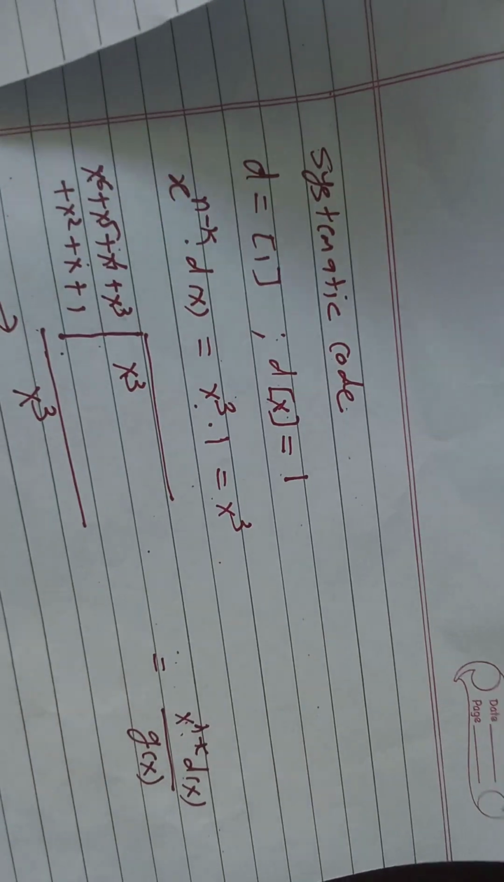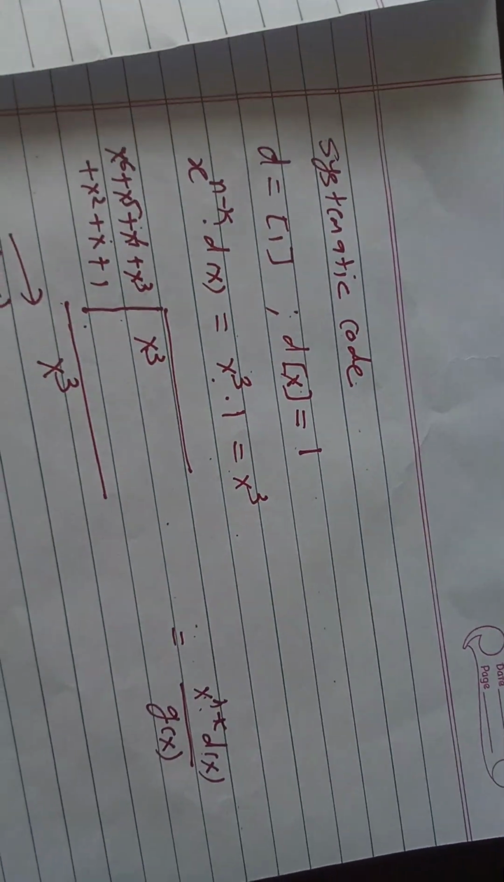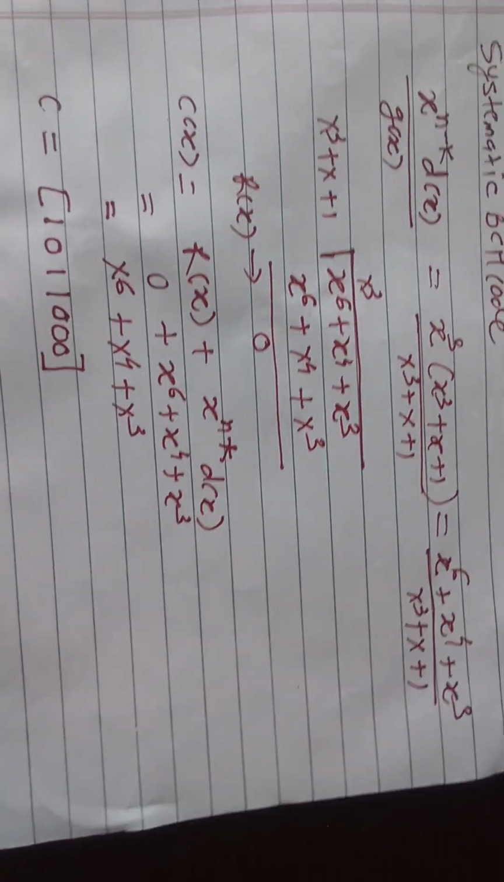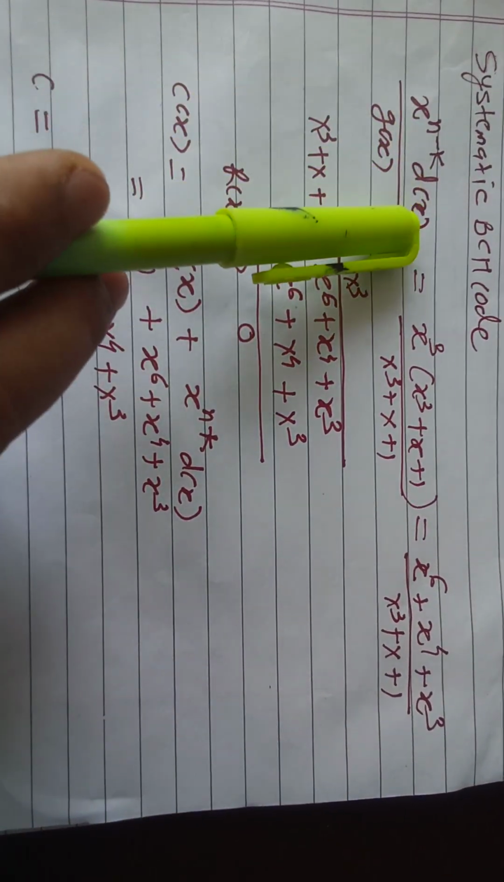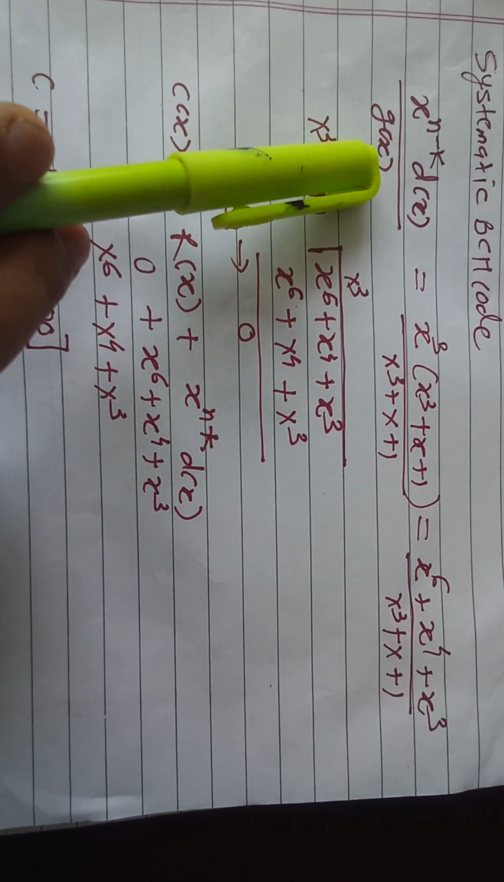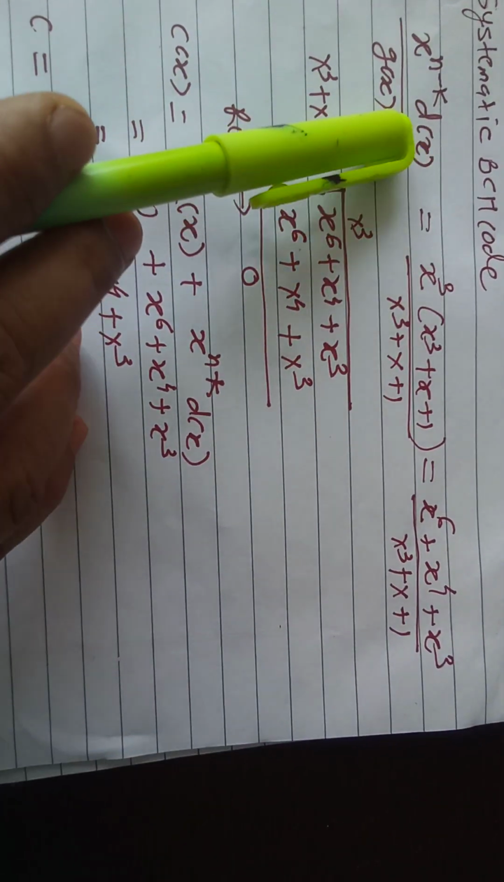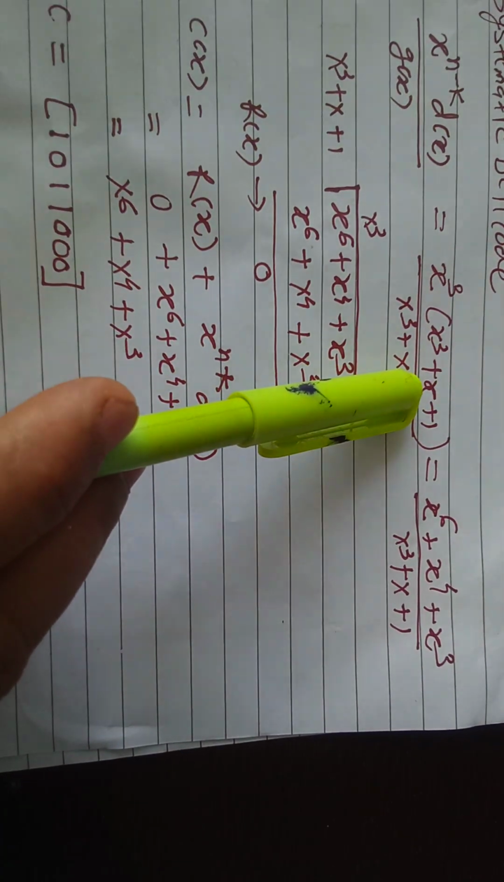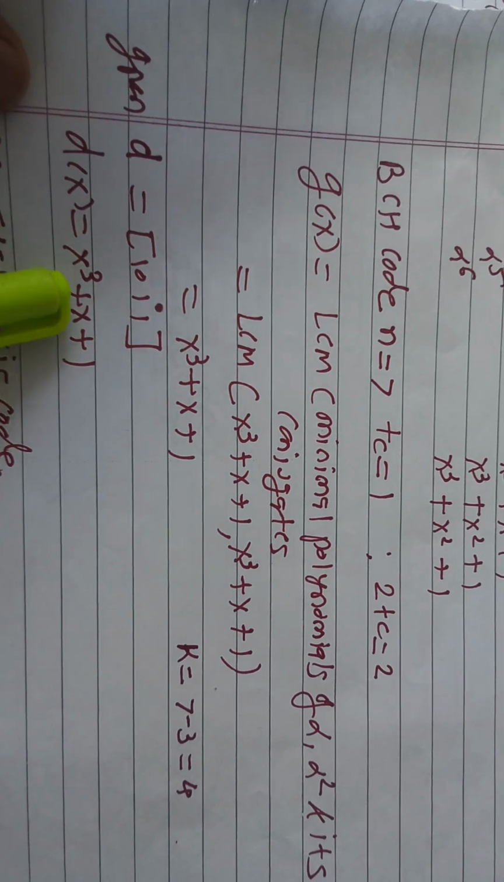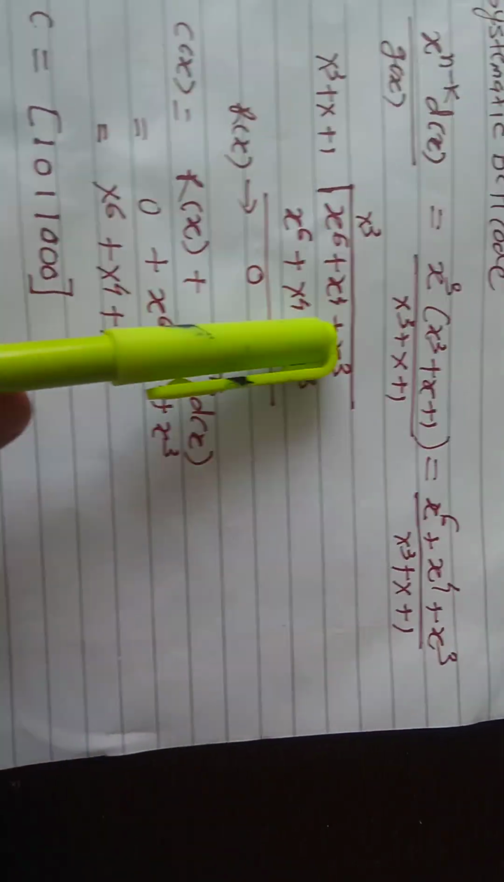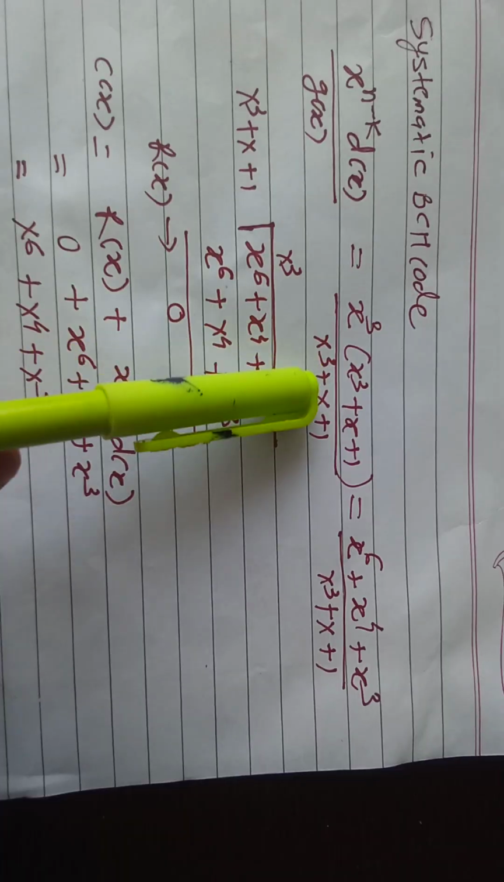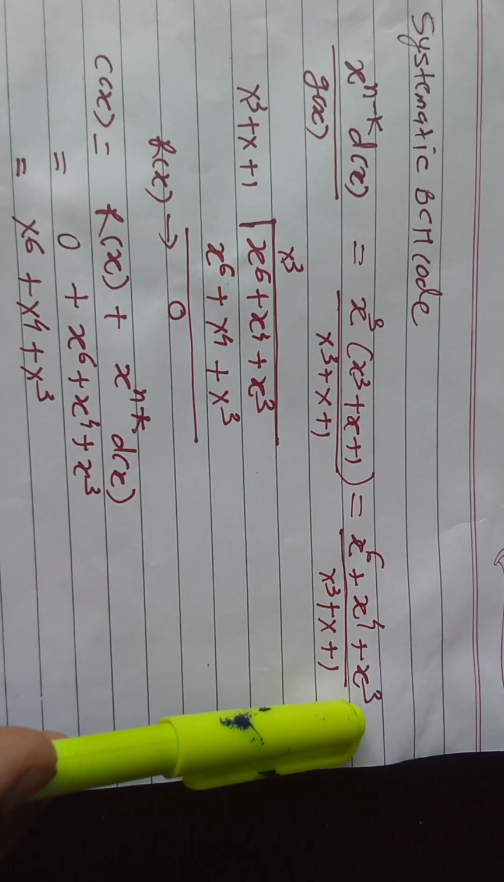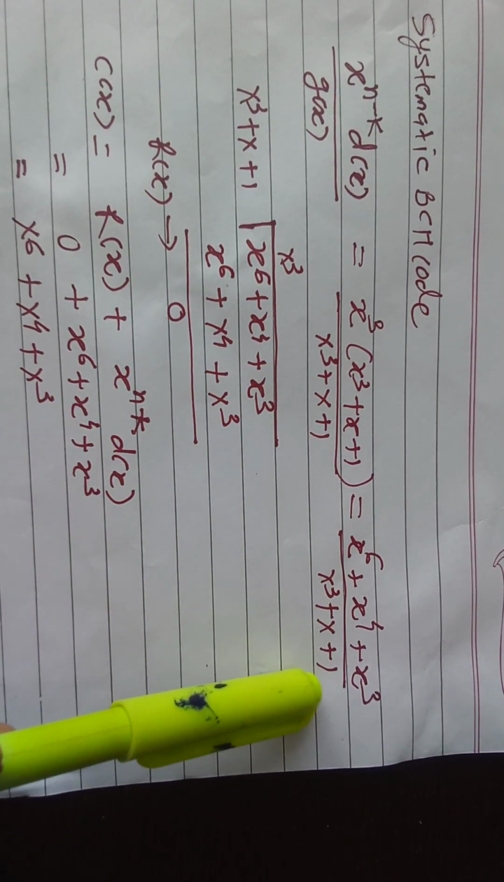After that, if you want systematic BCH code, then you know the procedure: x raised to n minus k into d(x) divided by g(x). You have to do this. So x raised to n minus k is 7 minus 4, that is 3. d(x) is x cube plus x plus 1. So that is x^6 plus x^4 plus x cube. You have to divide it by x cube plus x plus 1.